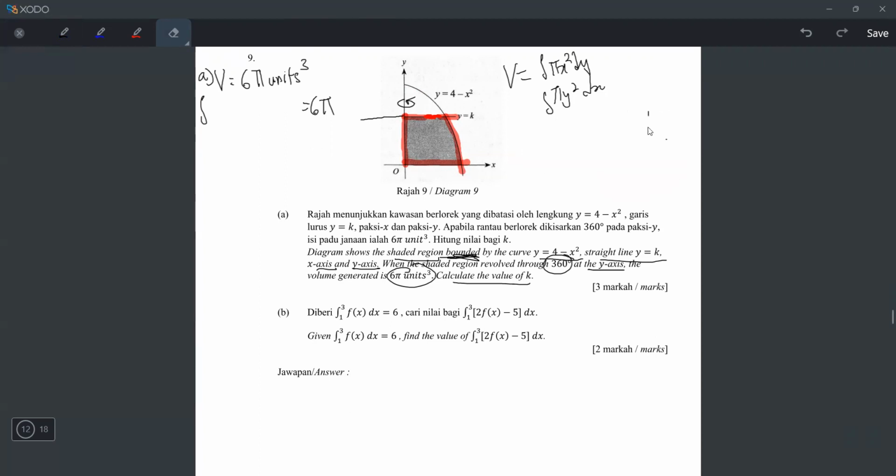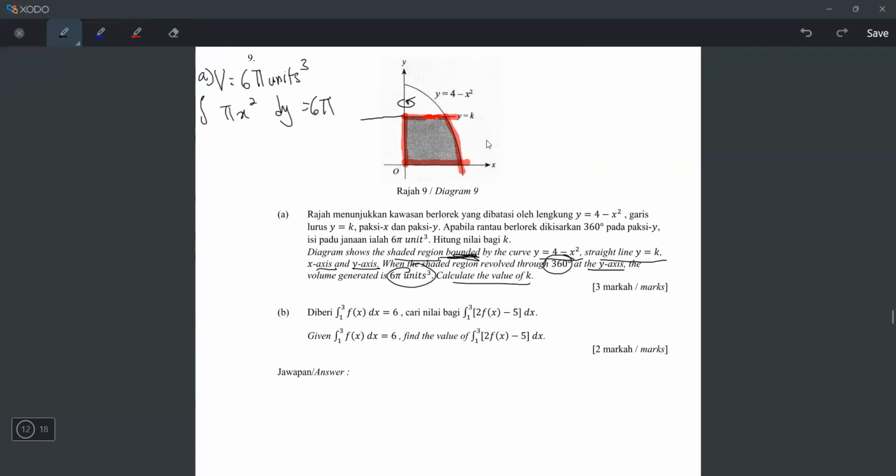Why? Because the question will tell you which axis. If they say revolve about the y-axis, you have to use the y-axis for sure. But if they say revolve about the x-axis, then you have to use the x-axis. So for this question, you can't choose which axis. So definitely you will use the pi x squared dy formula, not the other one, because they already say revolve about the y-axis. So you must use the dy here. And this will be pi x squared.